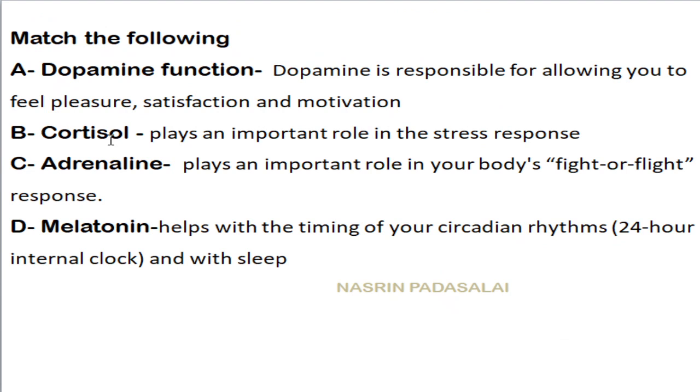Next, they had given endocrine gland hormones and their functions. So, dopamine is responsible for pleasure, satisfaction, and motivation. And cortisol plays an important role in stress. And adrenaline is called the emergency hormone. And melatonin is involved in your circadian rhythm.